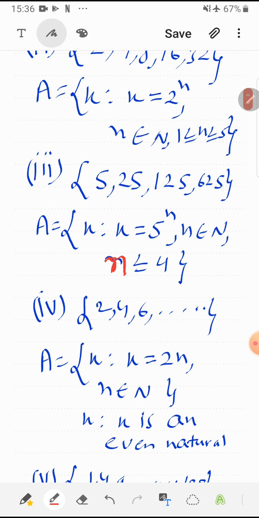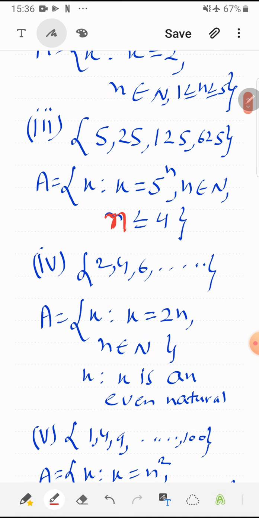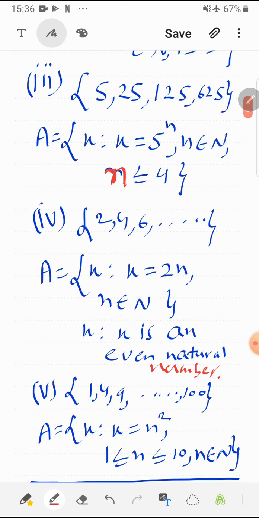Next is an infinite set, {2, 4, 6, and so on}. We can write either x such that x is equal to 2n, where n belongs to N, or simply in language, x such that x is an even natural number. So this is another way to write it. Next is the set {1, 4, 9, up to 100}. If we observe, these numbers are squares of natural numbers, so we can write x such that x is equal to n squared, where n lies between 1 to 10 and n belongs to natural numbers.